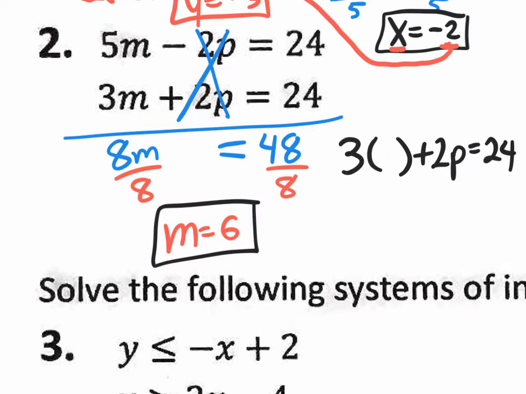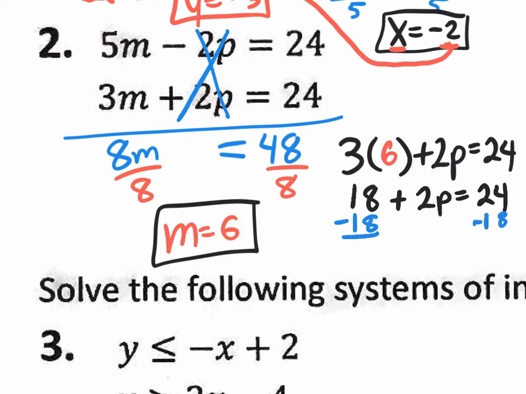So let's plug it in. There it is. Let's do the math. 3 times 6 is 18, plus 2p equals 24. So we need to get rid of that 18 by subtracting 18 and subtracting 18. So I will have 2p equals 6. And the final step will be to divide by 2, which means p equals 3. So we have the two answers here.